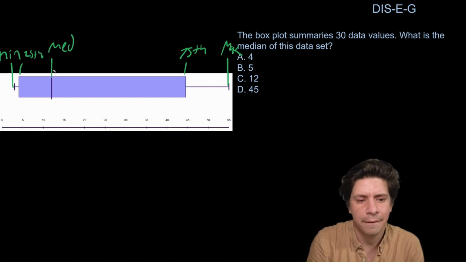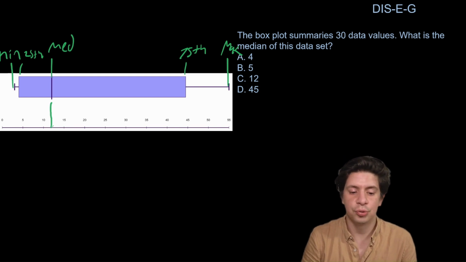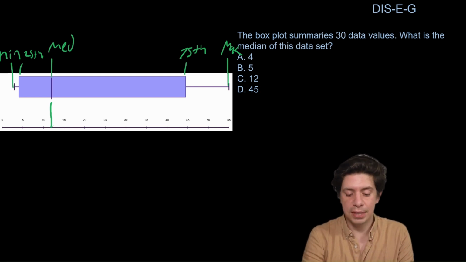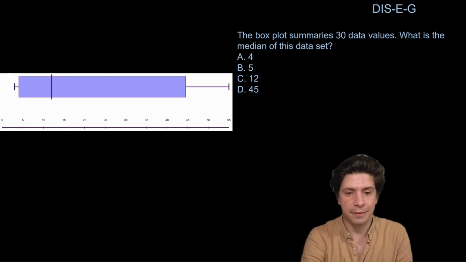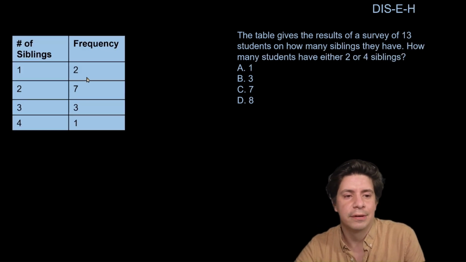We're here. It's hard to read, but this is 10, 15. We go up, it's between 10 and 15, probably around 12. Our only possible answer is C, 12. So just remember what those lines mean within the box, and you should be fine on box and whisker plots, especially at this level. And now we have another frequency table.